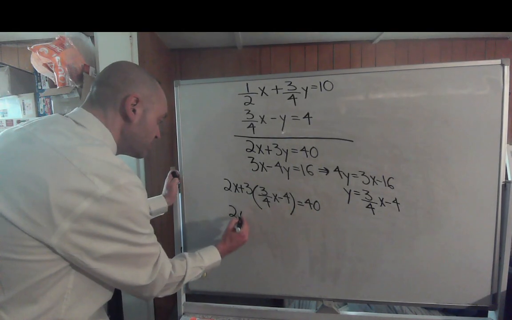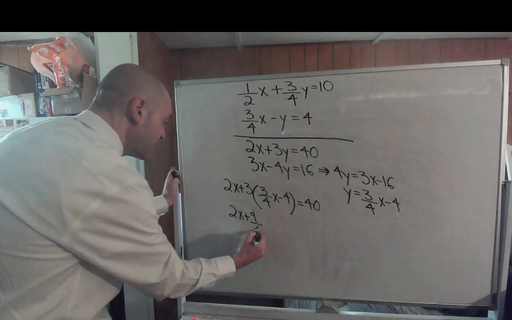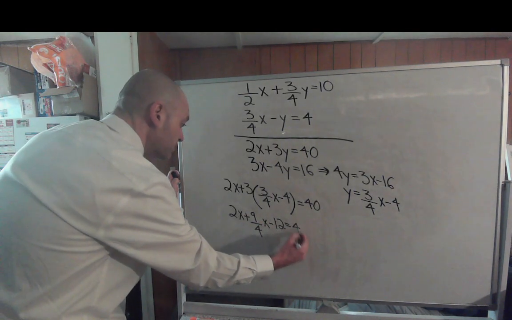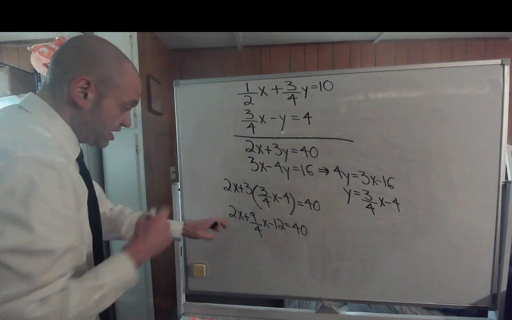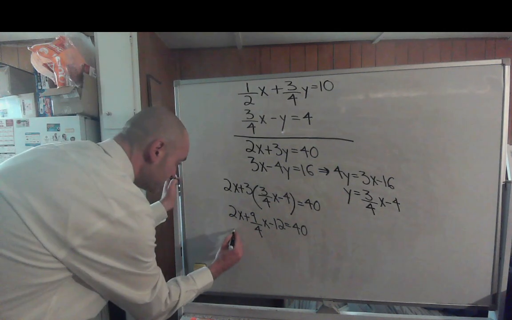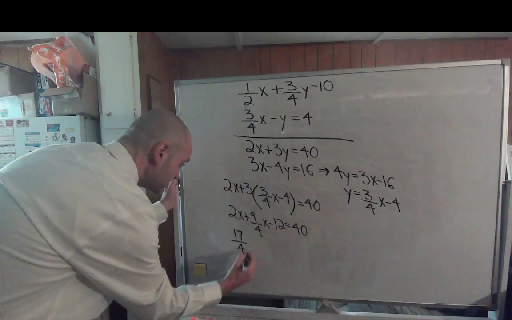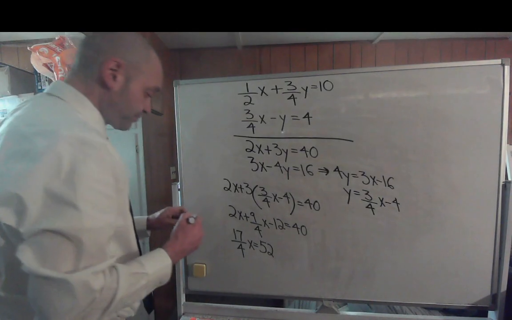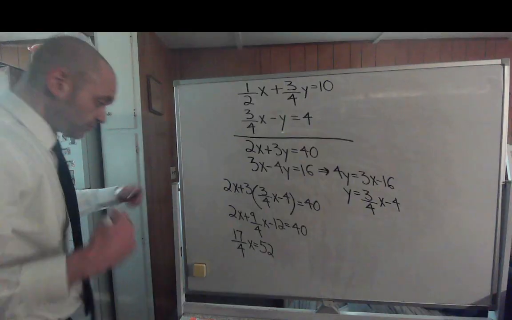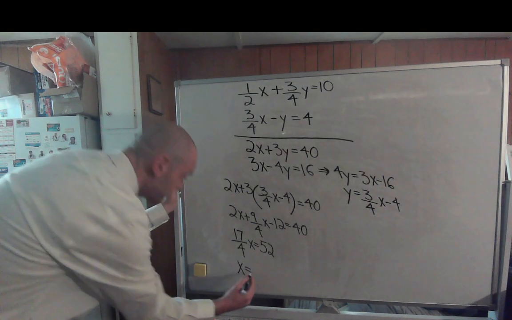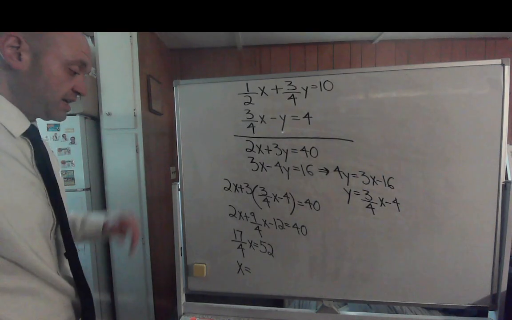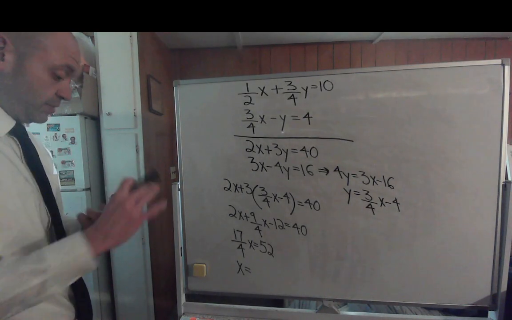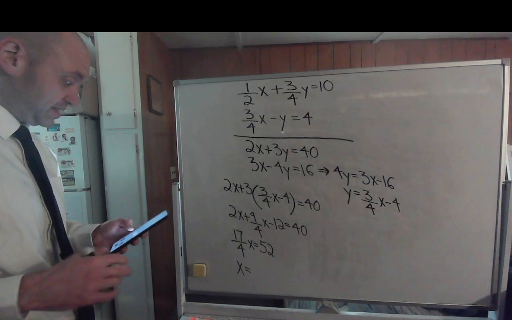So this would become 2x plus 9/4 x minus 12 equals 40. Alright, so that'd be 8/4 plus 9/4, so that'd be 17/4 x equals 52. So x would be 52 times 4/17. Let's see if we can get an even number for this. I don't think so.